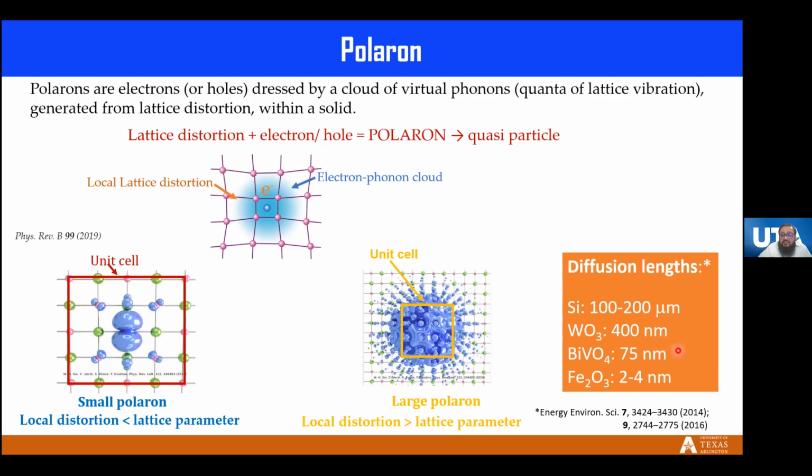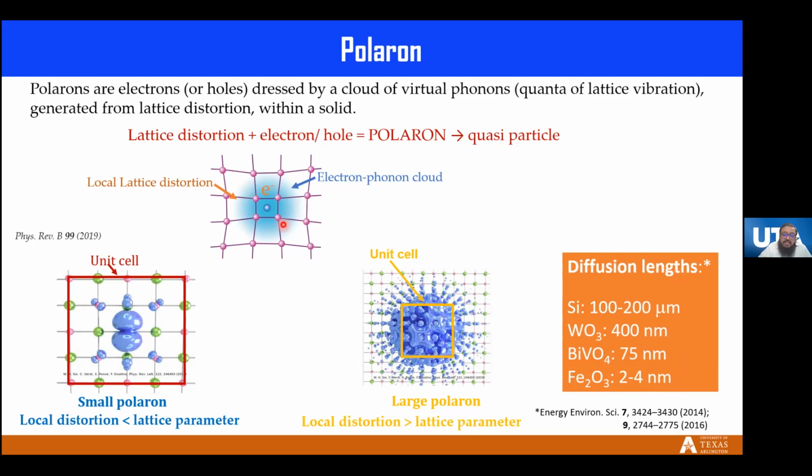On the other hand, if we consider the oxides, which have 3d electrons, bismuth vanadate with vanadium, iron oxide with iron, as you can see, the electron diffusion length decreased significantly: 75 nanometers and 2 to 4 nanometers. This small electron diffusion length, in other words, means that these have very high resistivity. These are the consequences of polaron formation.